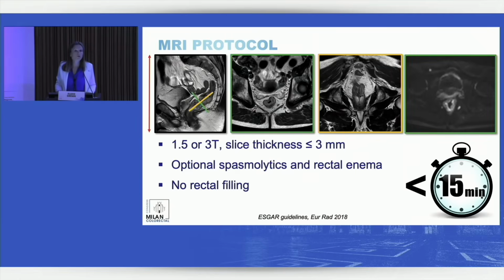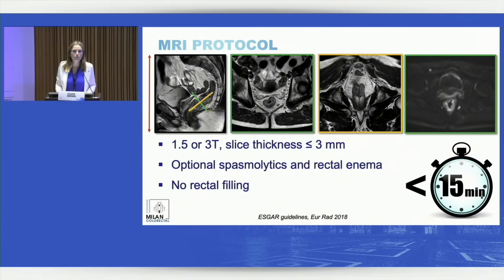And the MRI protocol is actually very simple. It consists of T2-weighted images in 3 different planes, namely sagittal and an axial perpendicular to the tumoral axis, and the coronal images parallel to the tumoral axis. And in very low-lying tumors, these coronal images need to be parallel to the anal canal to optimally be informed about the invasion of the anal sphincters.